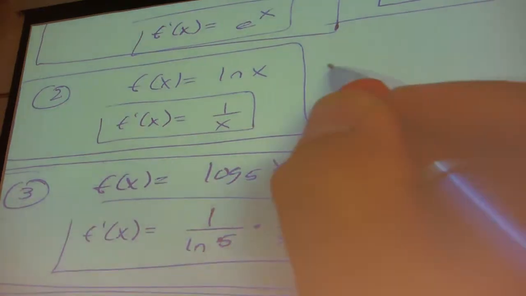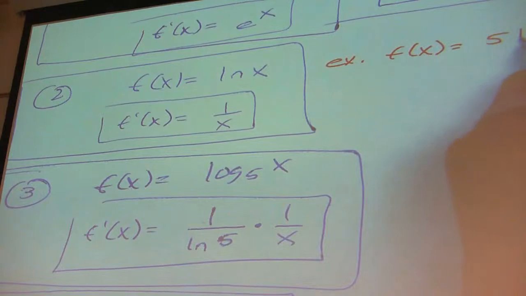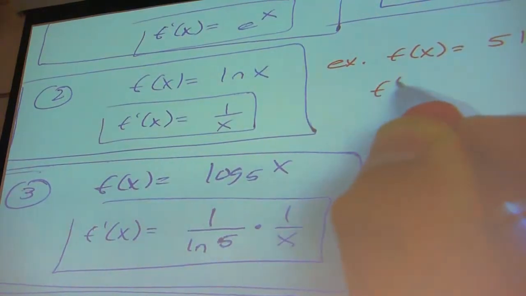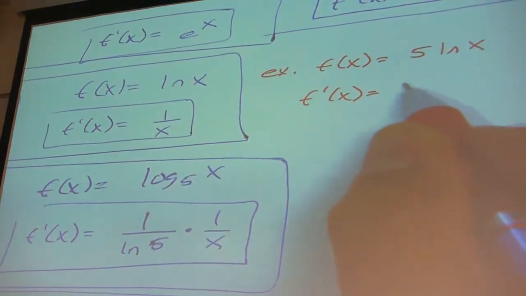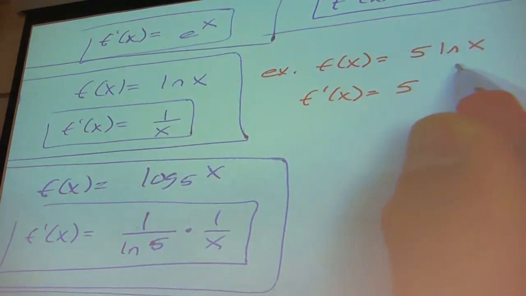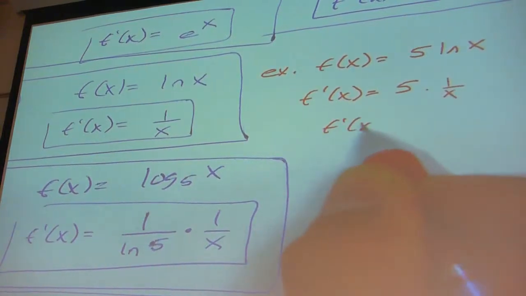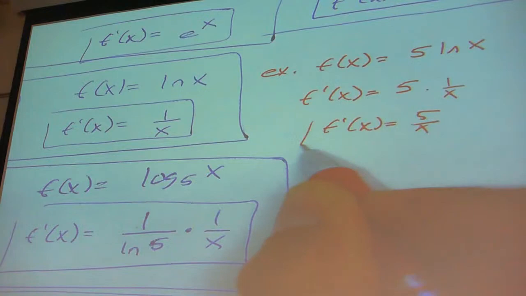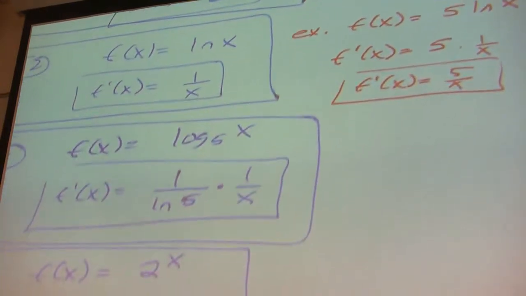We went over natural log. So just to do another example real quick, what if I had 5 ln of x? What would the derivative be? What happens to the number in front? It stays in front. And what's the derivative of ln of x? 1 over x. So your final answer would be 5 over x. And again, you have all the special cases in front of you, so you know what to do.